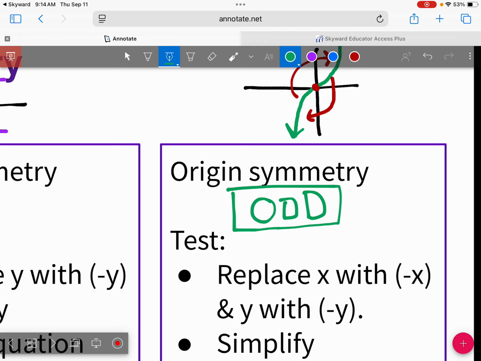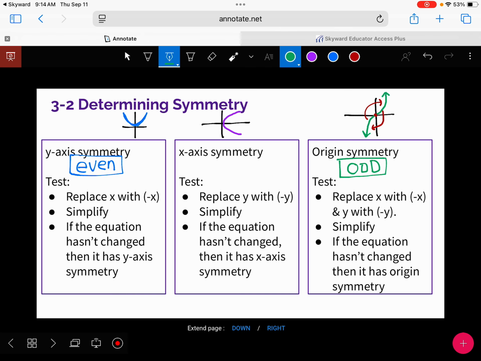Okay. Because for the most part, for something to have x-axis symmetry, it's not going to be a function. So we're going to look at one that has it, so we'll see an example. Because we're going to do these tests.